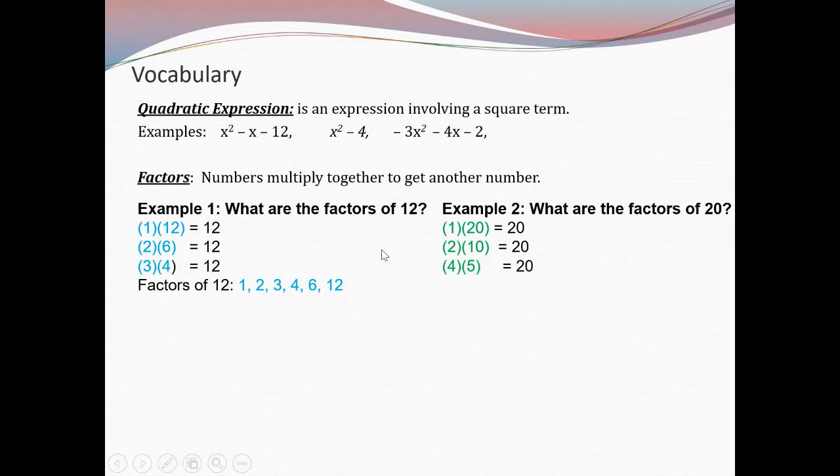Example number 2, what are the factors of 20? 1 times 20, 2 times 10, and 4 times 5. All these factors will give me 20. So what are the factors of 20? It's going to be 1, 2, 4, 5, 10, and 20.